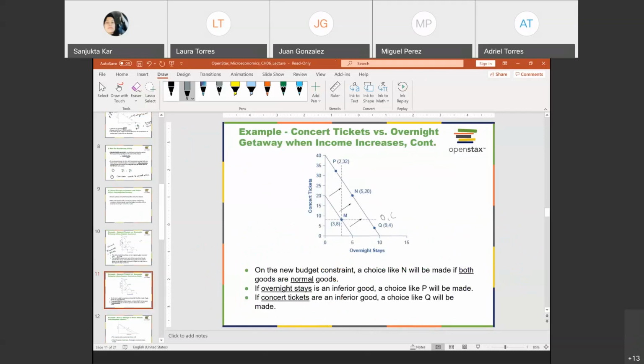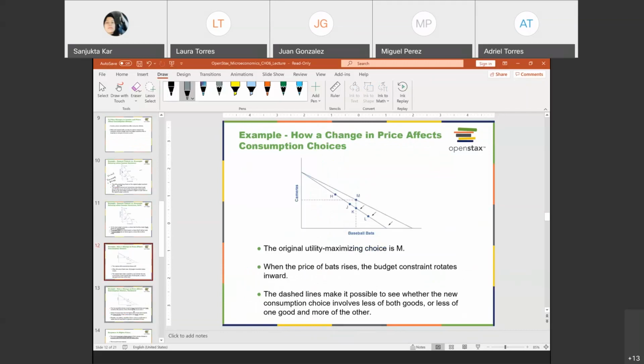Overnight and concert. So at point P here, overnight stays will be an inferior good because the number of overnight stays is going down compared to point M, and concert tickets will be a normal good. Okay, so I like how everything is so much more clearly explained here in this graph.